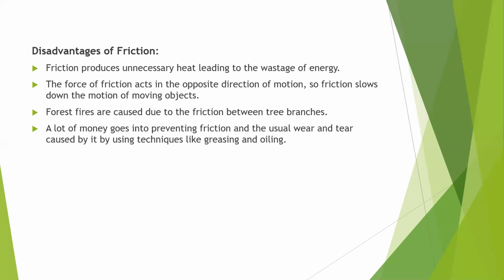That is the friction between the branches in a forest. What happens here? The tree will catch fire. Okay. Then the next point: a lot of money goes into preventing friction and the usual wear and tear it causes, using techniques like greasing and oiling. To reduce or avoid friction, we need to spend some money. We need to grease it and regularly oil the machines and engines and so on. So this is a kind of disadvantage.